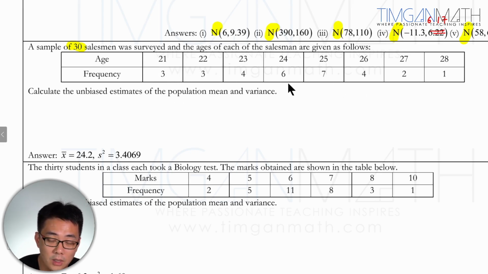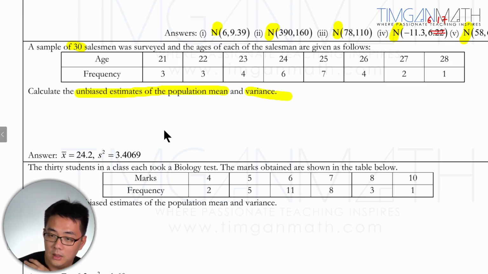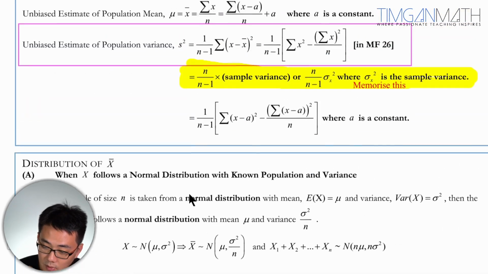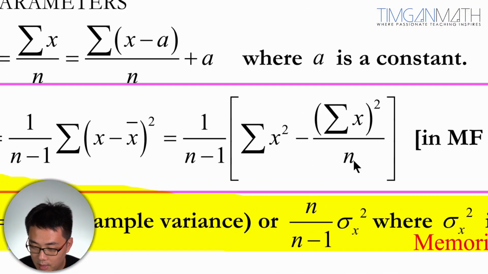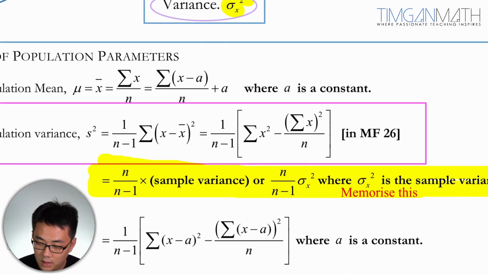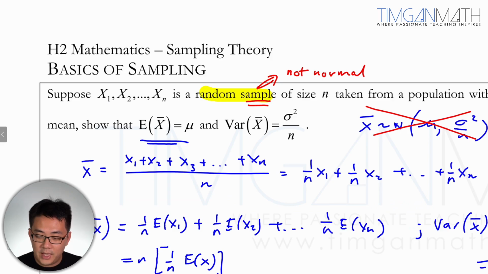This is the working force that you have, right? So you're told to calculate the unbiased estimate of population mean and variance. Okay? So this is it. How do you calculate? You have this formula here. You need to know how to find this. What does this formula mean? Okay, so first of all, let me explain.